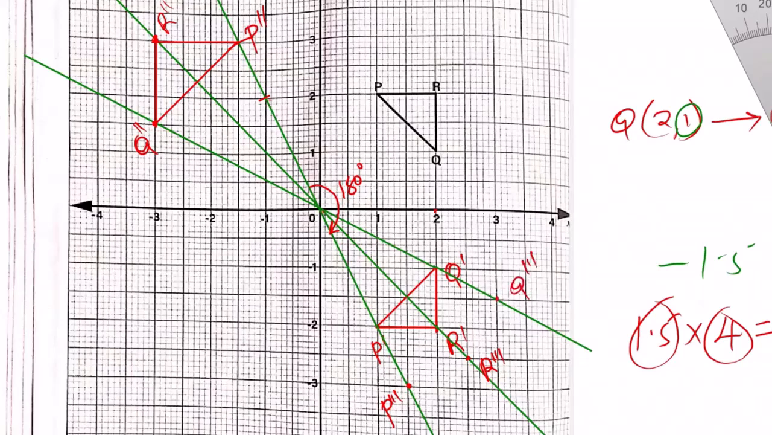Then you join. Let me recheck for R. We check for R: 1, 2, 3, 4, 5, 6. Oh yeah, you can see I have to correct for R. R is supposed to be here. From R double prime to the center, that is 6 squares. So from the center, count 6 squares: 1, 2, 3, 4, 5, 6. So it will be here. R triple prime will be there. So join it like that. You have it. So there is P triple prime, R triple prime, and Q triple prime is there.